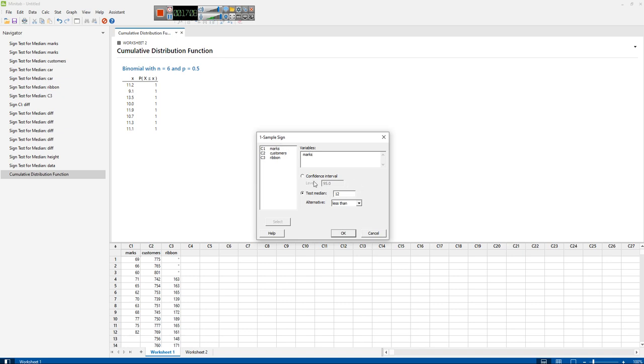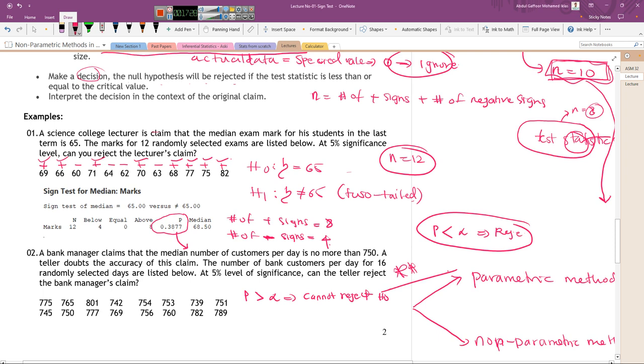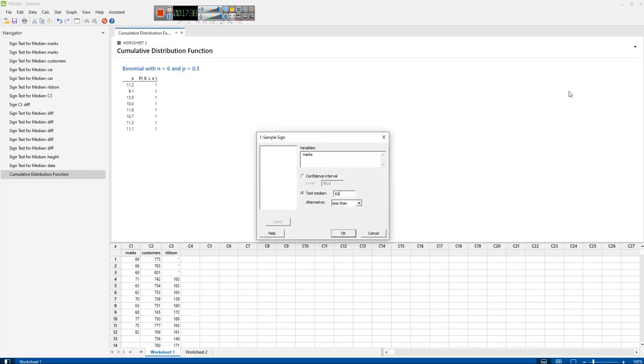Okay, and for the confidence interval, I don't want to worry about it. By default it is disabled, right? And my test median, according to the question, is 65, right? So the alternative hypothesis is not equal, so we have to select not equal, right? We have three options for the alternative: less than, not equal, greater than.